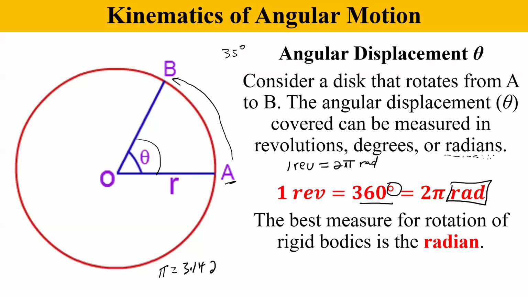So the best measurement for rotation of a rigid body is the radian, or some people call it rad. So we use the rad. 1 revolution is equal to 2 pi rad. People call it different things, just to remember it, all right? So that's the establishment.